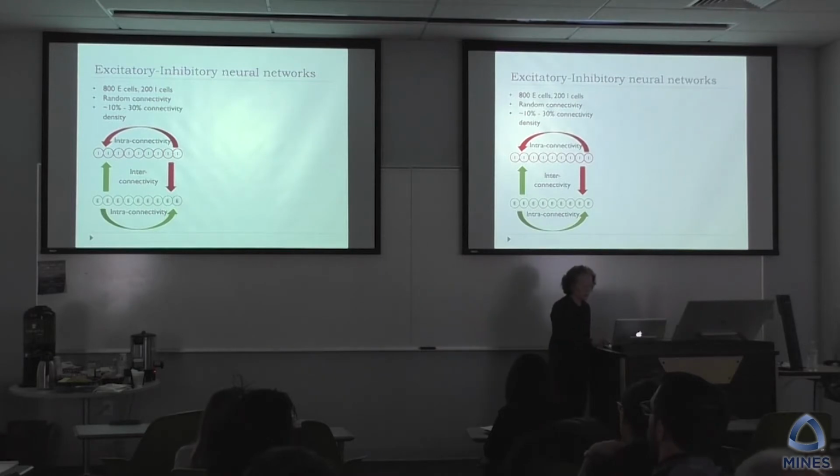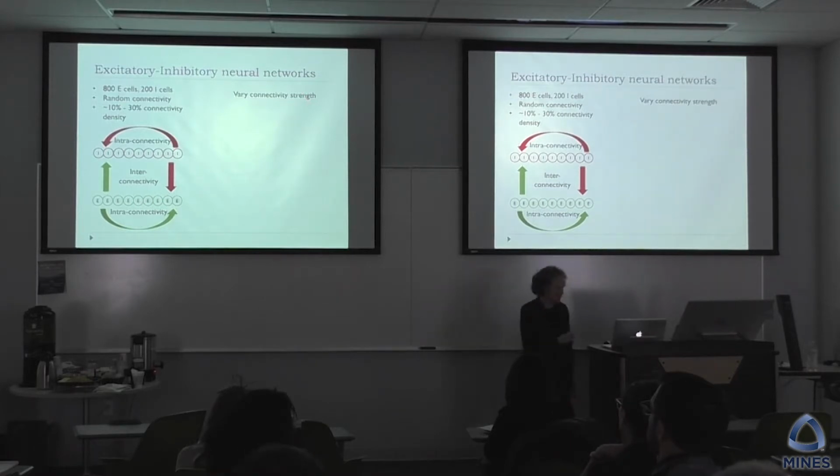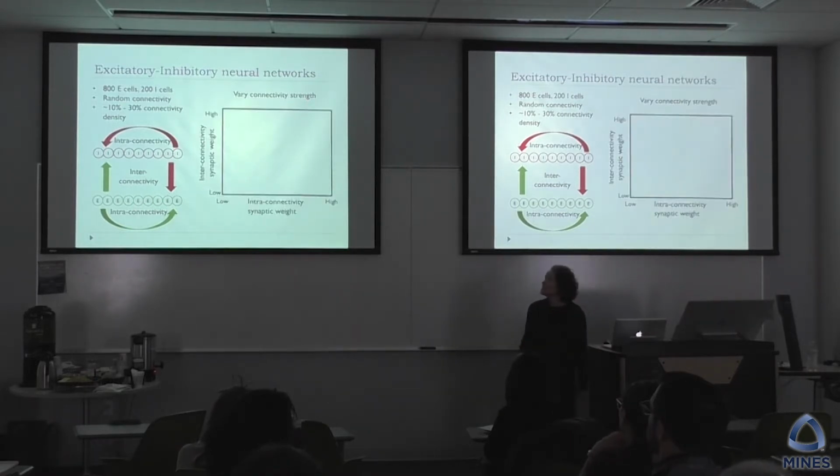So what we've been thinking about, we'll also vary the connectivity strength. What we've been generally thinking about with these kinds of EI networks is varying the strength of the interconnectivity between the E and the I cells, the excitatory and inhibitory cells, and varying the intra-connectivity, so the connectivity within the E cell network and within the I cell network.